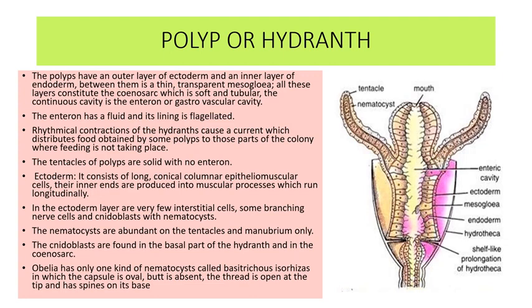The nematocysts are abundant on the tentacles and manubrium only. The nematoblasts are found at the basal part of the hydranth and in the coenosarc. Obelia has only one kind of nematocyst called the basitrichous isorhiza, in which the capsule is oval but the butt is absent and the thread is open at the tip and has spines at its base.